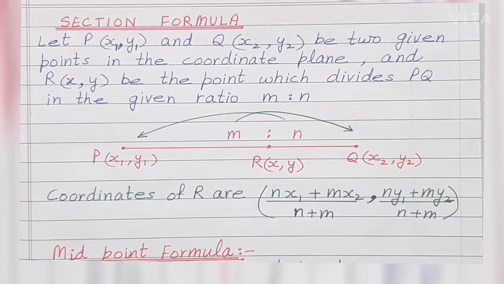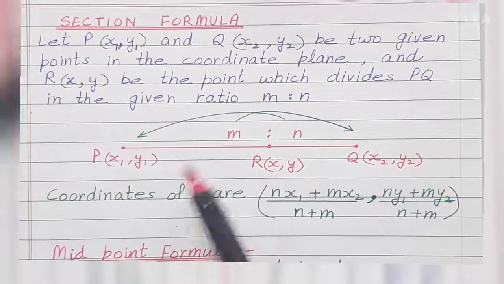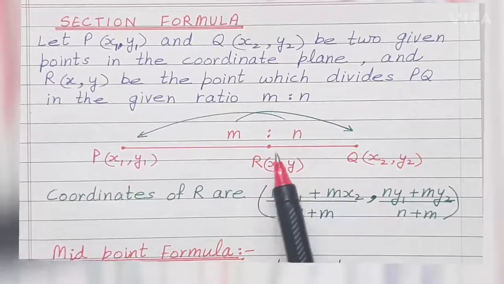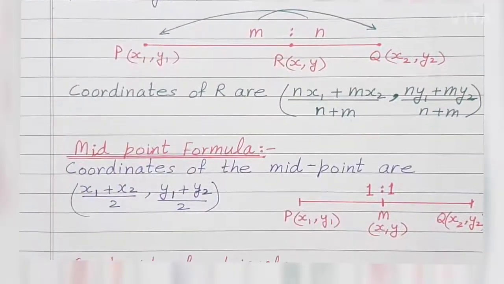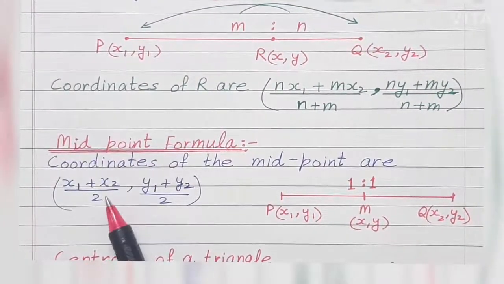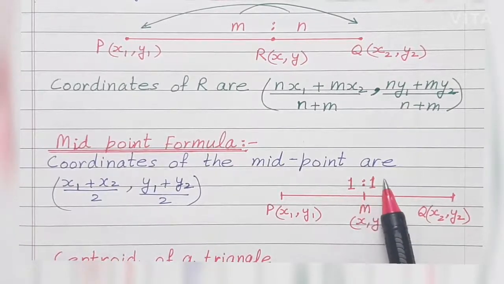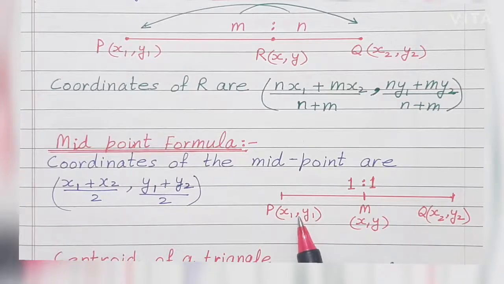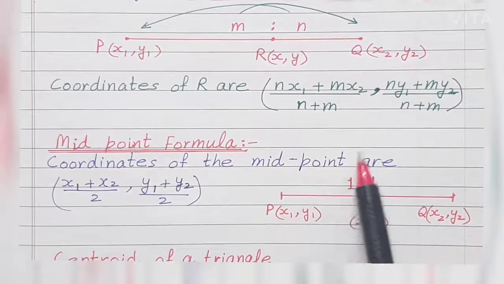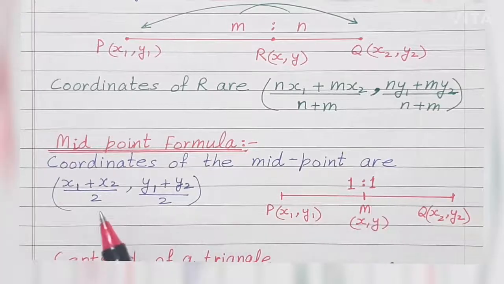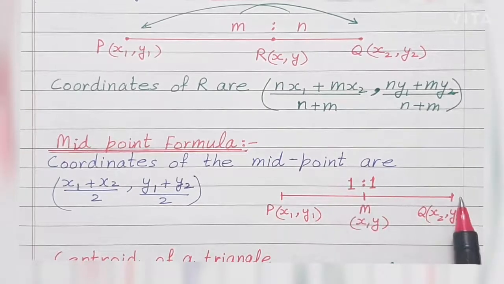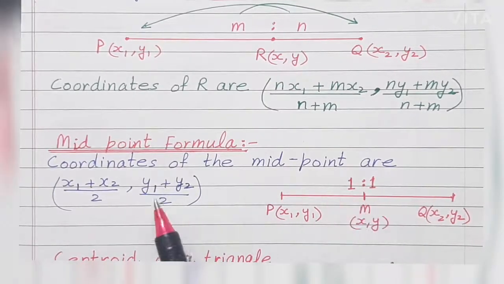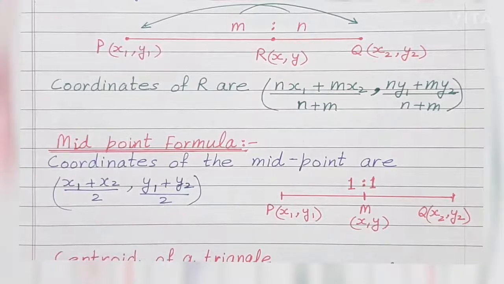Clear? Now let us see what happens when the ratios are same, that is, when R is the midpoint of PQ. That formula, students, we call it the midpoint formula, where the ratio is 1:1. Clear? So in this case, it will become 1 into x1 plus 1 into x2 upon 1 plus 1, that is 2. Similarly, 1 into y1 plus 1 into y2 upon 1 plus 1, that is sum of ratio. So this is how you'll find the midpoint. I hope it is clear to everyone.